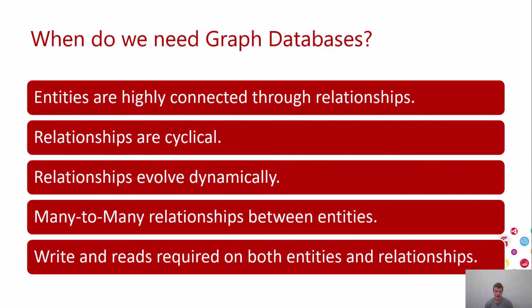If there are dynamically evolving relationships between our entities, graph databases are a huge advantage for this. This pattern is especially applicable to hierarchical or tree-structured data with many levels. And if there are many-to-many relationships between our entities, graph databases are also a really good choice when our data has many-to-many relationships. And if there are read and write requirements on both entities and relationships, we would opt for graph databases if our data happen to have this requirement as well.